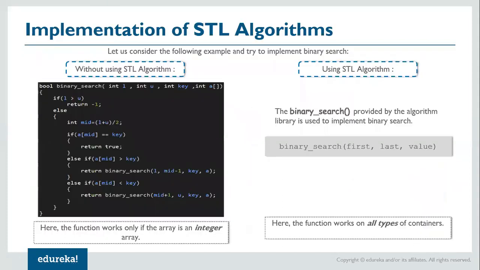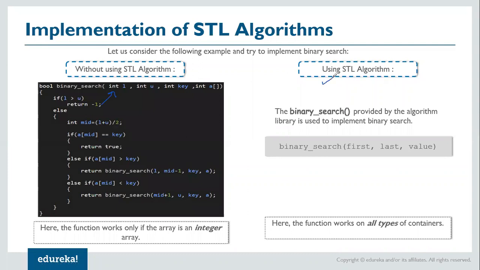So let us look at this example, implementation of STL algorithms. Let us consider the following example and try to implement binary search. Without using STL, you will have to write a good amount of code, as you can see. And if you write it from scratch, you might end up making some mistakes, or you might end up in some kind of problem if you have to code this yourself over and over again, right? So here the function works only if the array is an integer. So one restriction is that this is working on an integer data type, as you can see here, right?